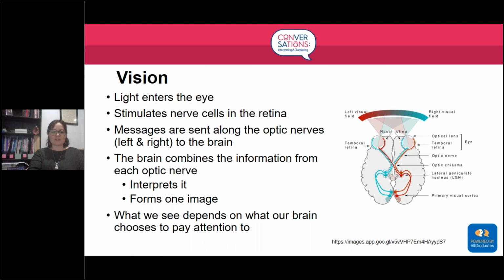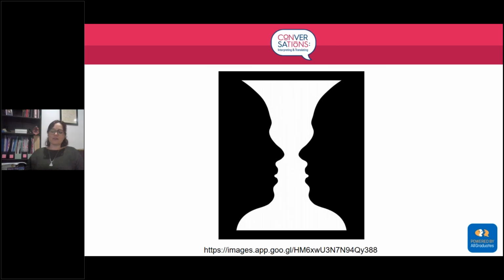We can demonstrate this with some visual illusions, which you may have seen before. If we look at this one first, take a look and quickly type into the chat what you see in that picture. So what do you see in that picture? Type it in.